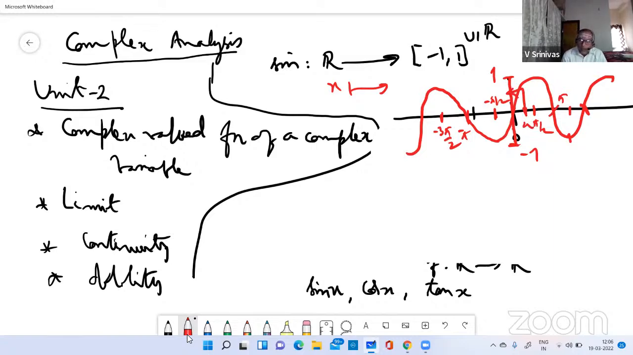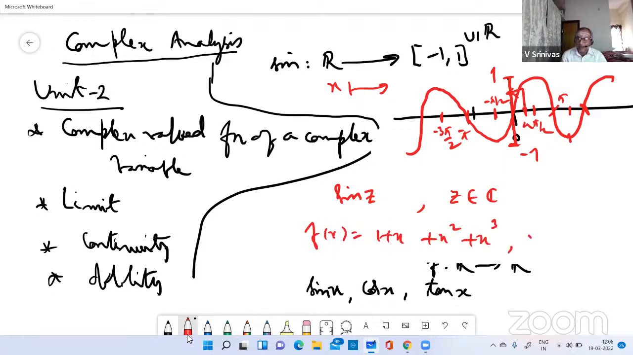Now we'll look at the function sine z. We'll try to define sine z. Here x is a real variable; now we want to extend this to complex variables, where z is a complex variable. Before that, the polynomial f of x equal to 1 plus x squared plus x cubed is a real valued function of a real variable. For every real value of x, this cubic polynomial is well defined and real valued. So this is a function from R to R, and it can be extended to complex variables. Let us see how.